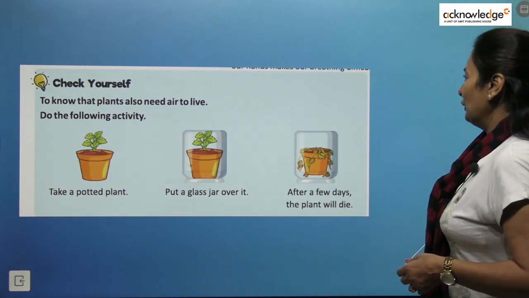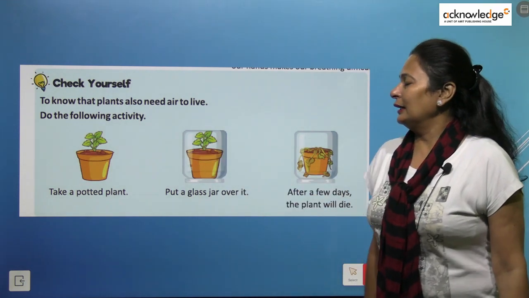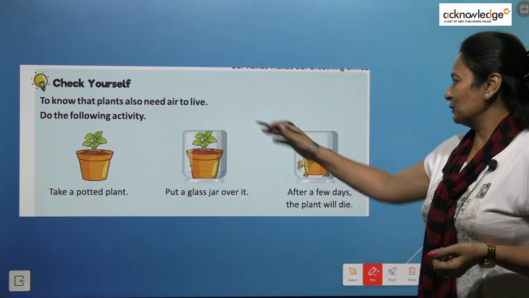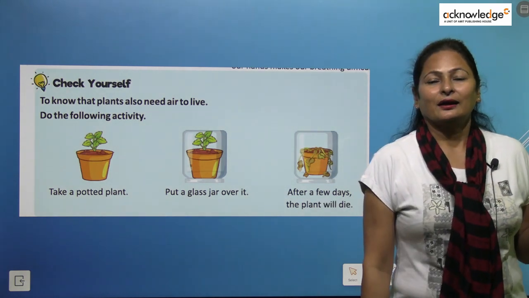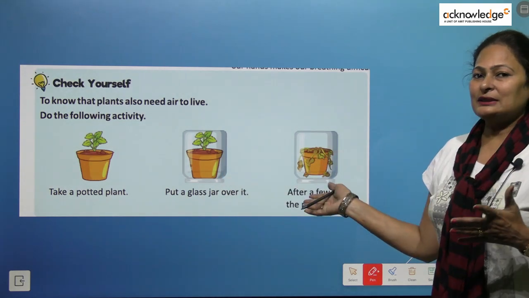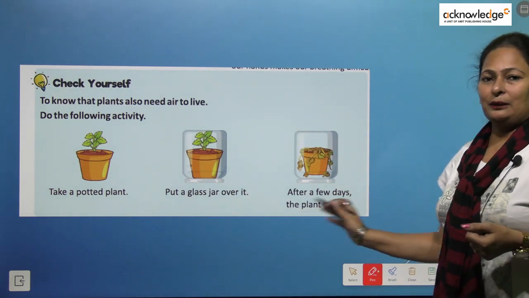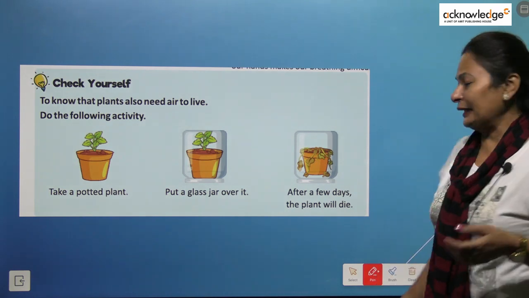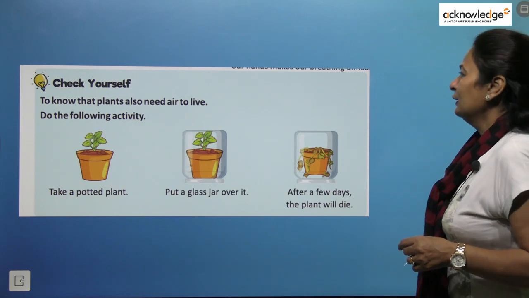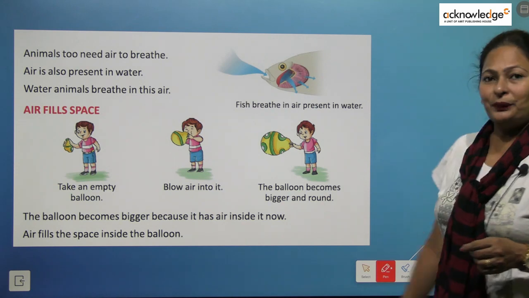Next is check yourself. How will you check? Now take a potted plant, right? And put a glass jar over it. What will you see? Because air is not reaching the plant, after some days the plant will die. So this shows that plants also breathe, which we have already learned in the earlier chapters about plants. So plants also breathe. Animals also breathe.